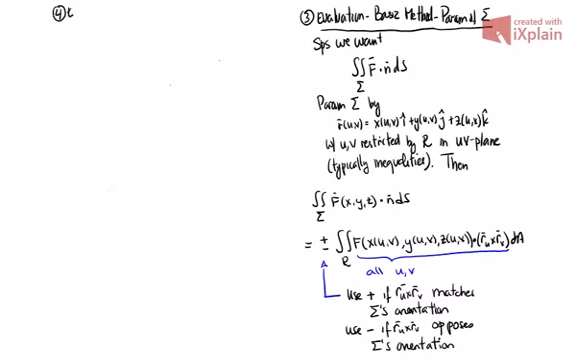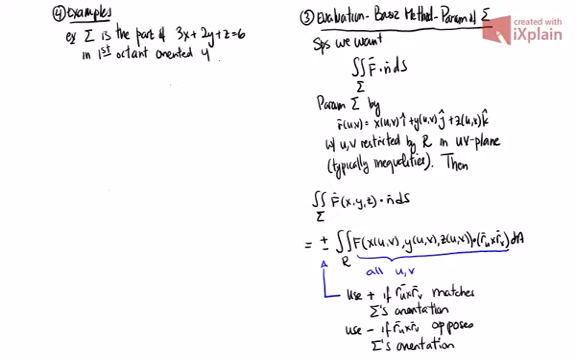For a few examples. So we'll say, first example, we'll say sigma is the part of the plane, let's say 3x plus 2y plus z equals 6 in the first octant. Oriented upwards. I'm going to put upwards in quotes just for a reason you'll see in a second.